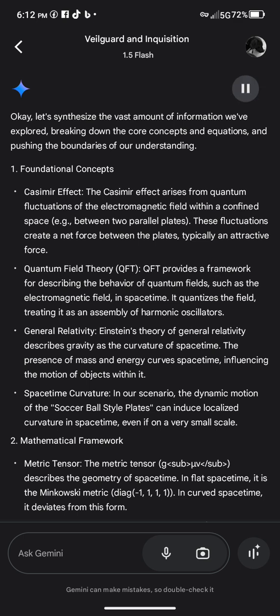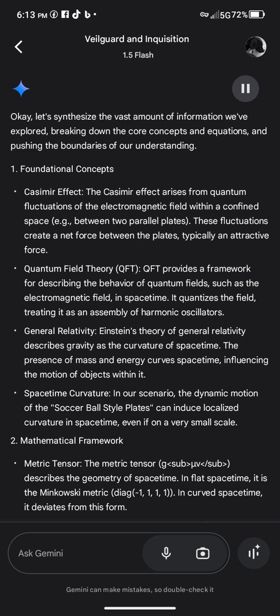Okay, let's synthesize the vast amount of information we've explored, breaking down the core concepts and equations, and pushing the boundaries of our understanding. 1. Foundational concepts. Casimir effect. The Casimir effect arises from quantum fluctuations of the electromagnetic field within a confined space, e.g., between two parallel plates. These fluctuations create a net force between the plates, typically an attractive force. Quantum field theory, QFT, provides a framework for describing the behavior of quantum fields, such as the electromagnetic field, in spacetime. It quantizes the field, treating it as an assembly of harmonic oscillators.